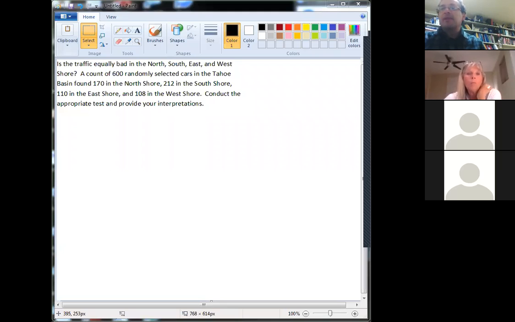Okay, so I'm going to do some examples. The first one: is the traffic equally bad in the north, south, east, and west shore? A count of 600 randomly selected cars in the Tahoe Basin found 170 in the North Shore, 212 in the South Shore, 110 in the East Shore, and 108 in the West Shore. Conduct the appropriate test and provide your interpretations.